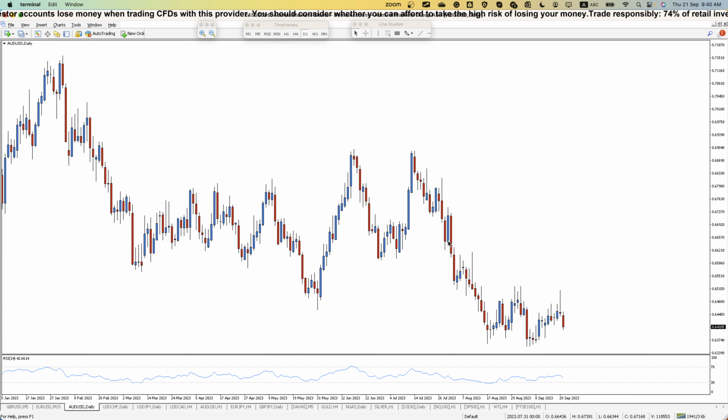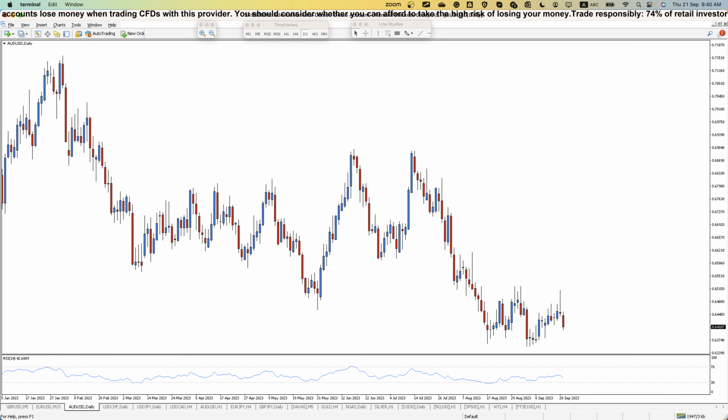Next one, Australian dollar, US dollar. Any questions so far? Great move on the pound. Okay, Darshan, I understand your comments.